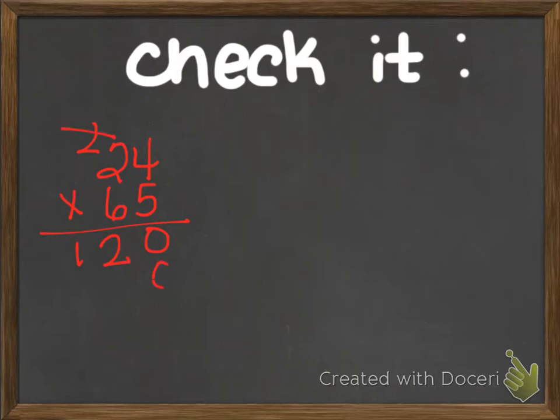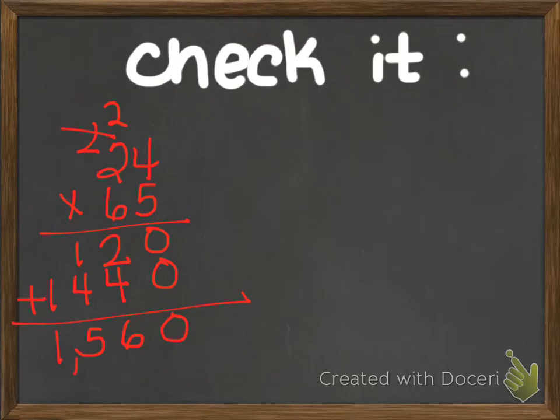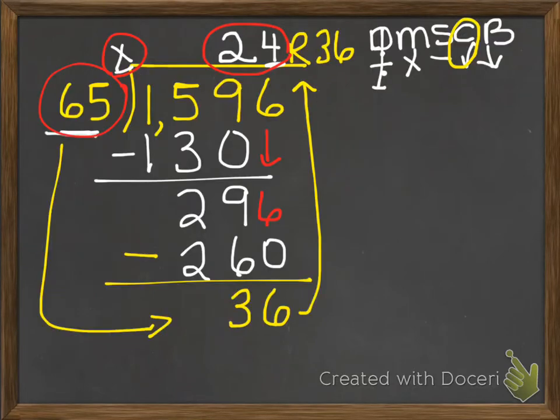Done with that one. Drop a 0. 6 times 4 is 24. 6 times 2 is 12, plus 2 is 14. Now I'm going to add. 0. 4 plus 2 is 6. 4 plus 1 is 5. So I've got 1,560. Let's check to see if that matches.